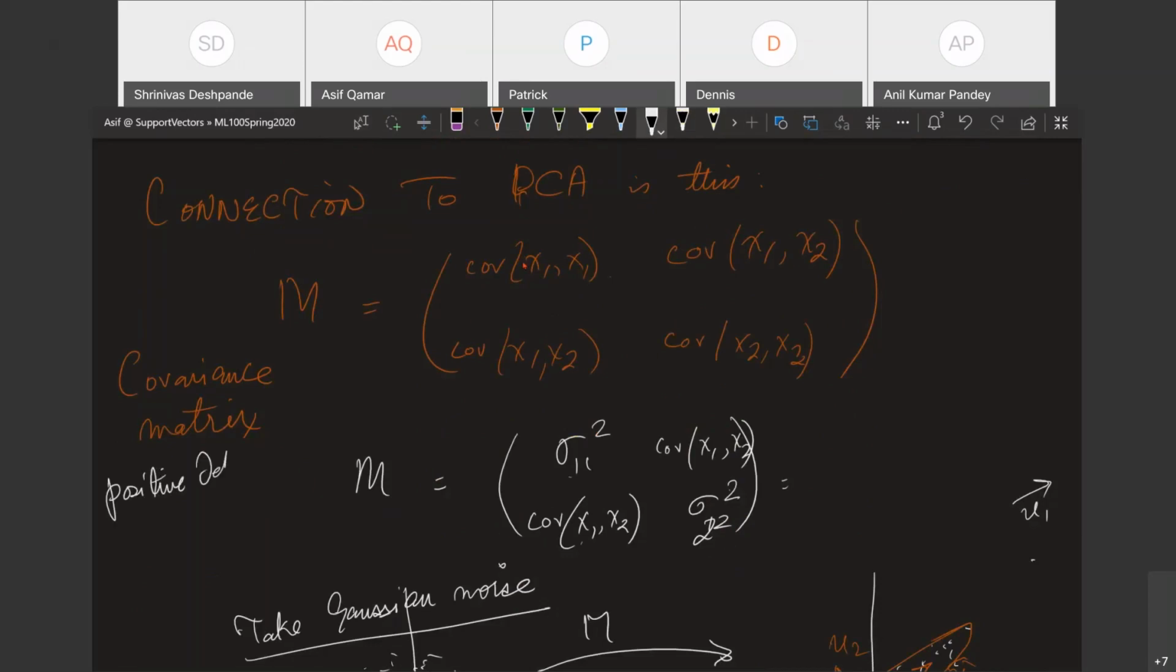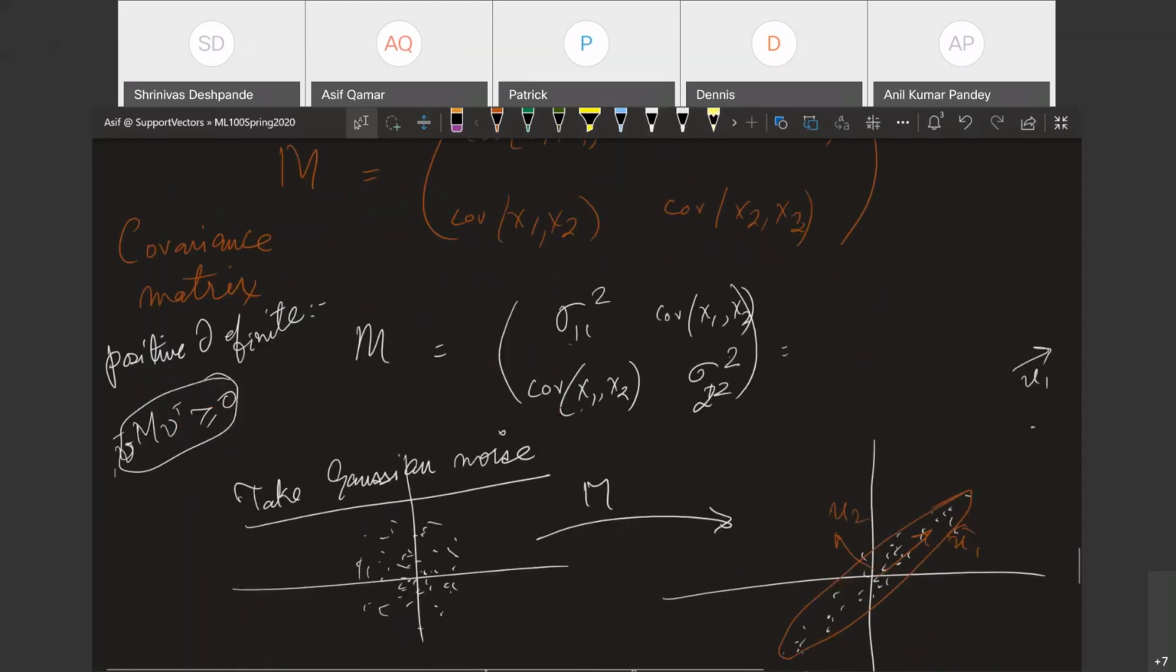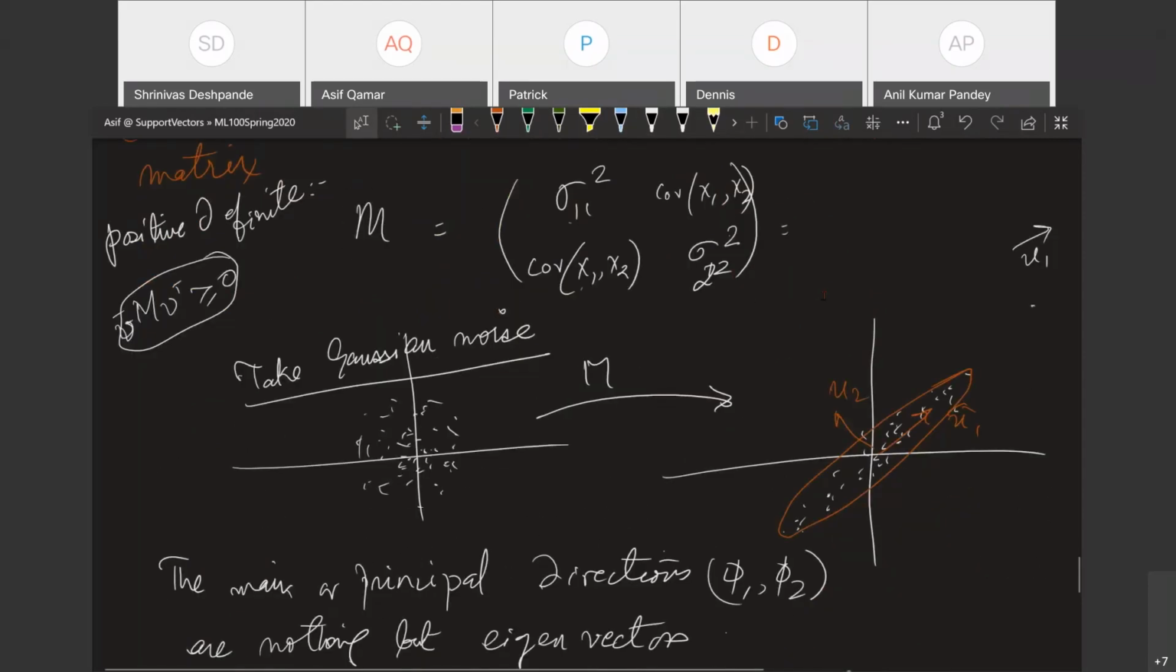Positive definite roughly translates to: for any vector, this quantity will be greater than 0. But let's not get too involved with those definitions. Basically, it means that if it is a well-behaved matrix, then that matrix of covariance is something that captures the random noise and makes it into your data.